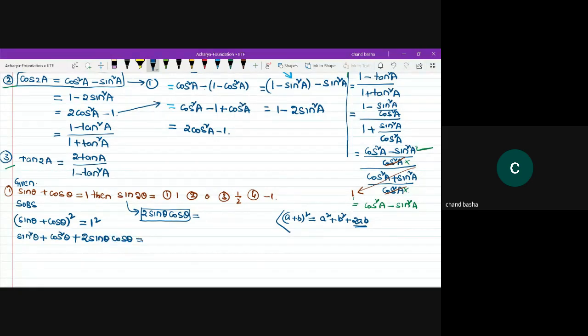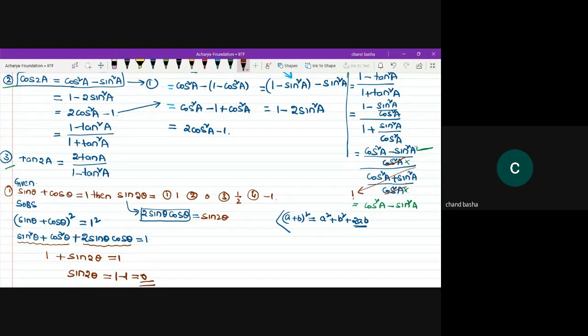What is the right side value? 1 square means it is 1. As you know, sin square plus cos square is 1. So it is 1 plus 2 sin theta cos theta. Is that the sin 2 theta formula? Yes, sir, it is sin 2 theta. 2 sin theta cos theta means sin 2 theta is equal to 1. So from this, sin 2 theta is equal to 1 minus 1. Your answer is just 0.